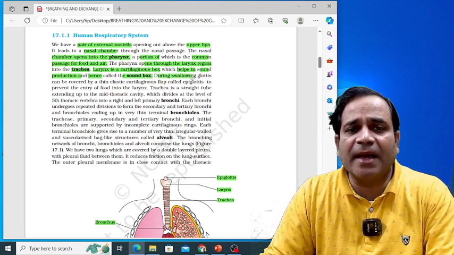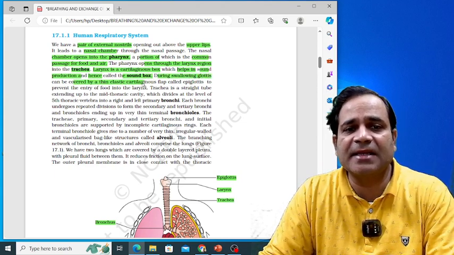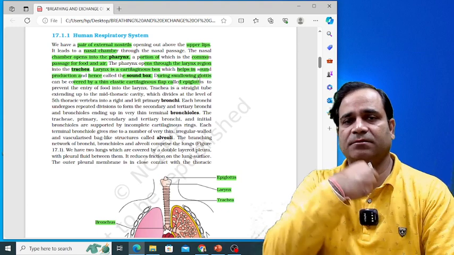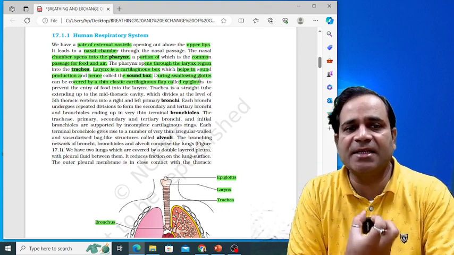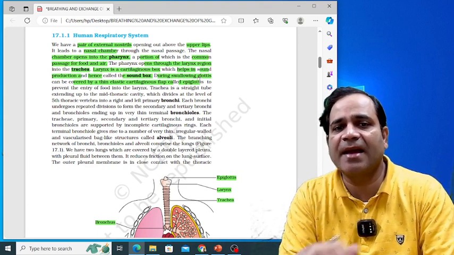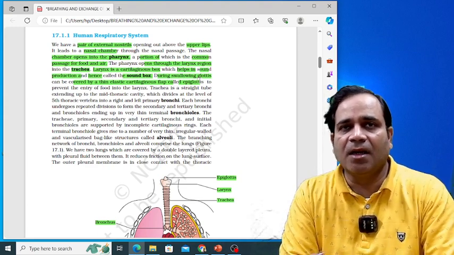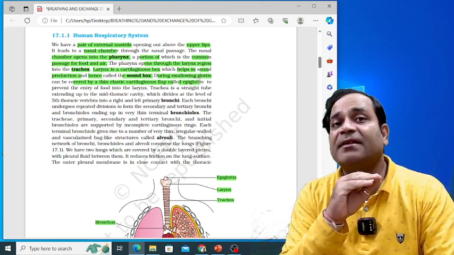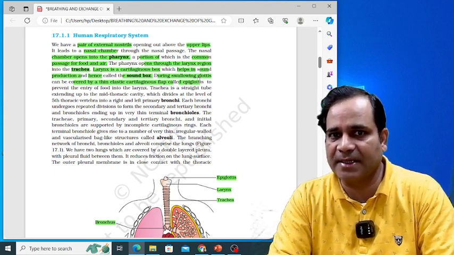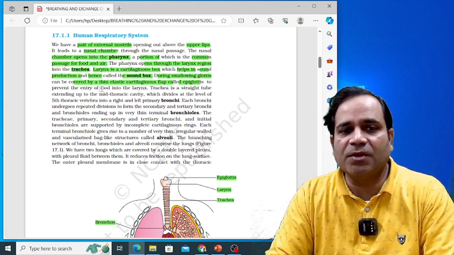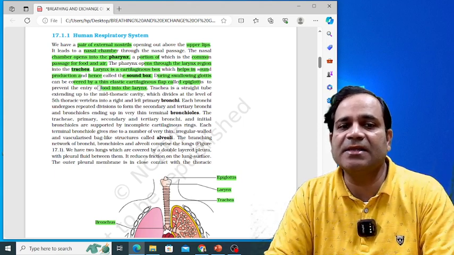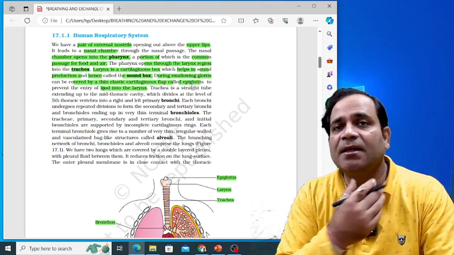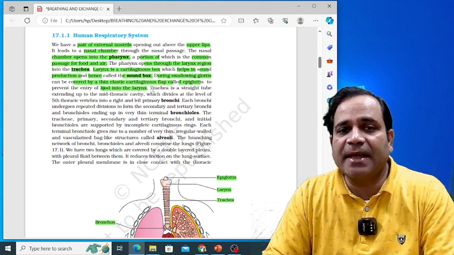Now during swallowing, the glottis can be covered by a thin elastic cartilaginous flap called the epiglottis. Whenever you are swallowing food, at that very time this thin elastic cartilaginous flap covers the glottis, and it is called the epiglottis. It prevents the entry of food into the larynx. So the food doesn't enter the larynx, because the epiglottis is responsible for covering the hollow pipe.